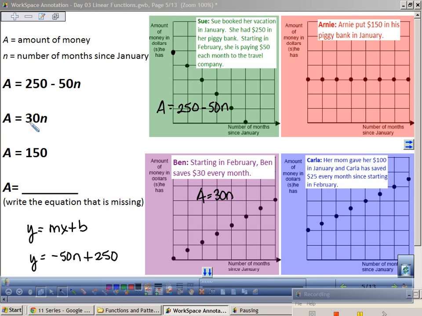Okay, yeah. The last one is 150 plus 25. You're going to jump there? Blue one, yeah. You want to do the blue one. This one is A equals, it starts at what? 100 plus 25n.